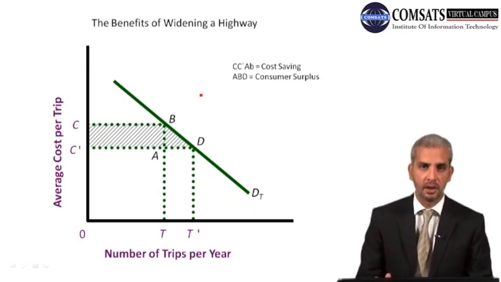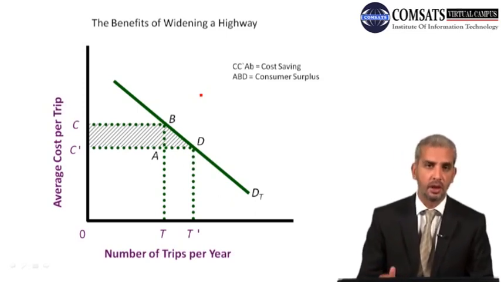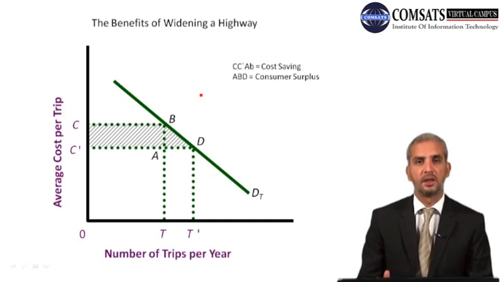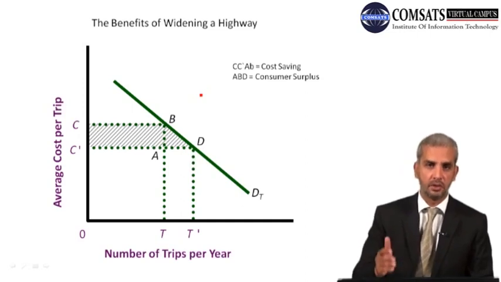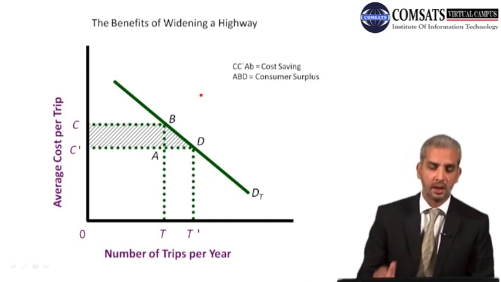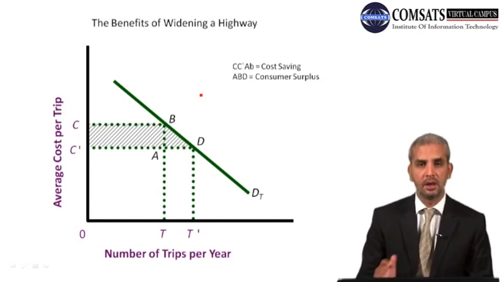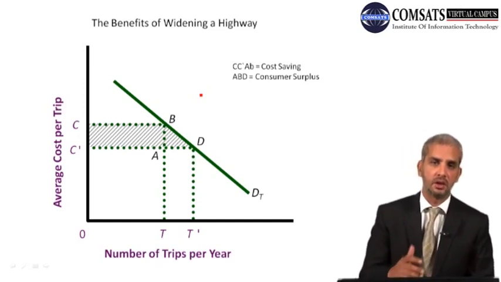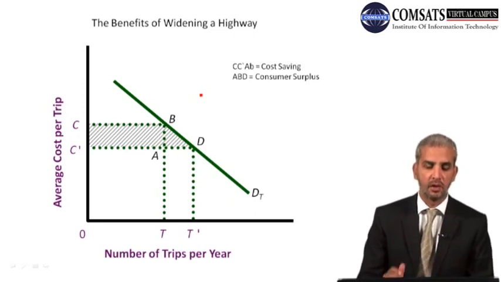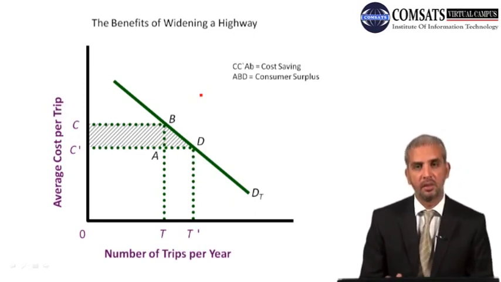So once the highway is expanded, the average cost per trip would reduce. Now with that reduction in the average cost per trip from C to C slash on the y-axis, the number of trips would increase, and the new equilibrium point would be at point D. The previous equilibrium point at the existing cost per trip was B, which represented T number of trips, and C was the cost per trip.